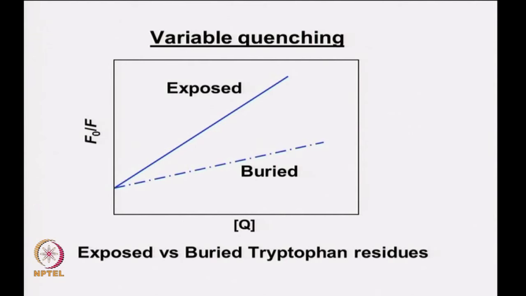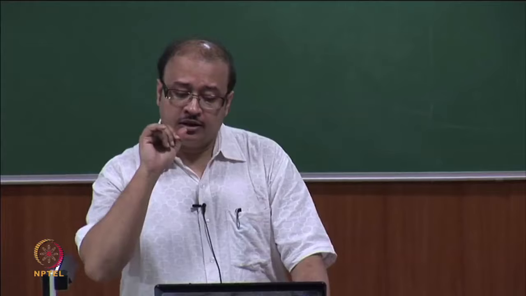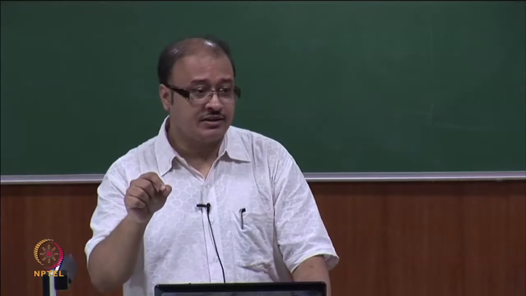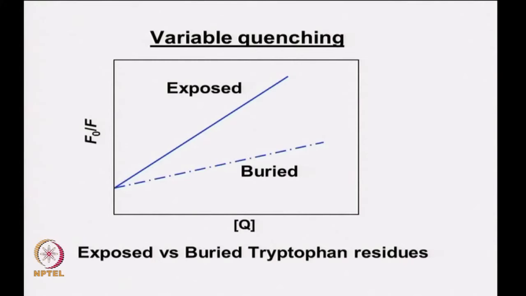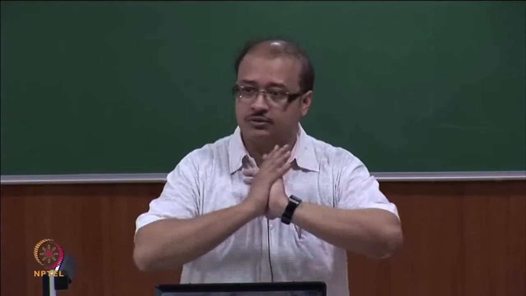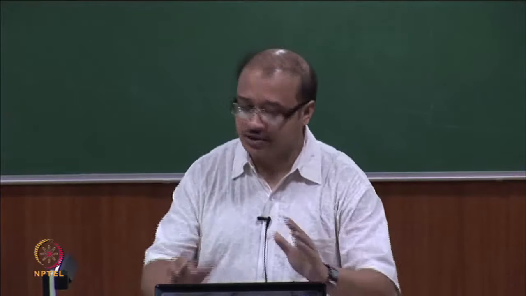And so, just to end the class today, what I will tell you is this. We have gone through these different types, static, dynamic or dynamic static. I have not talked about sphere of action, but we have talked about this Lehr's plot or this accessibility situation where you will be having different quenching accessibilities, right. Then let us look at a case of variable quenching. In variable quenching, what I mean is this. Now let us not talk about Lehr's plot, okay. Just forget it. Let us consider a very simple linear plot, either static or dynamic. Does not matter what it is.